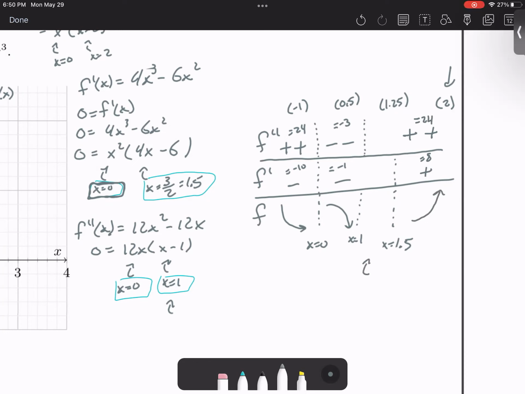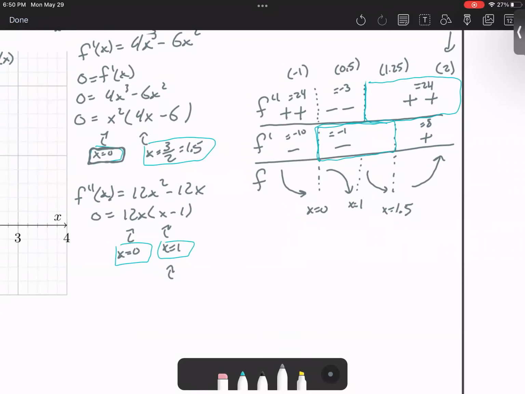Oh, I seem to have skipped an interval. 1.25. What's going on at 1.25? I don't think we need another test interval. I think we can get around that. So my second derivative has to be positive there because it's positive over that entire interval. All right, and my first derivative has to be negative there because it's negative over that whole interval. So I have a positive second derivative. I'm concave up, but I'm decreasing. So I get something like that.